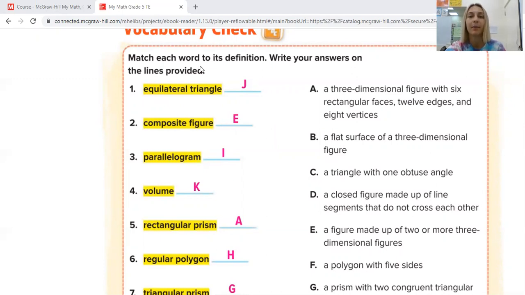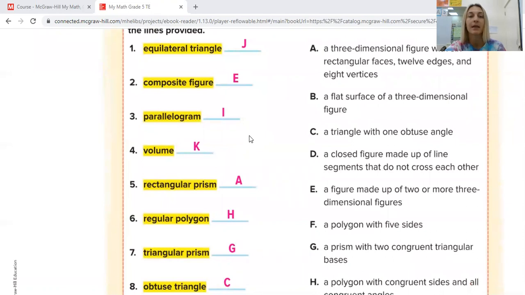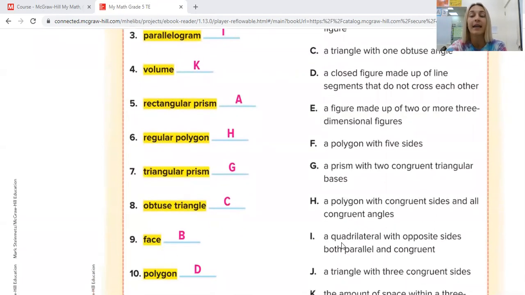Parallelogram. Now, if we don't remember, parallel means lines like this, lines that never touch. They're not crossed like this. They will never cross. They will always go straight on forever if you don't stop them. So a parallelogram, let's scroll down to I, is a quadrilateral. Remember, quadrilateral means four, quad, four. So it's shaped with four sides, and the opposite sides are both parallel and congruent. So the sides going this way are parallel and congruent, and the sides going this way are parallel and congruent. They can be slanted. They don't need to be straight. They just cannot ever touch. Otherwise, it will not be parallel.